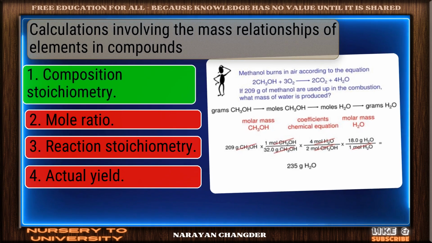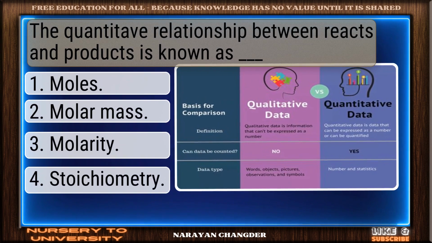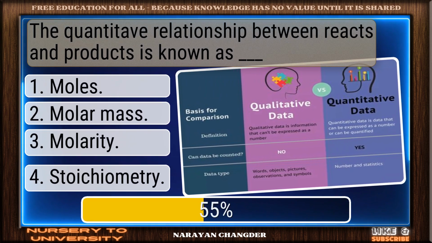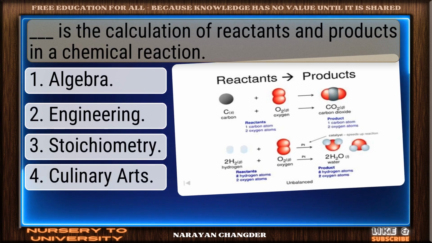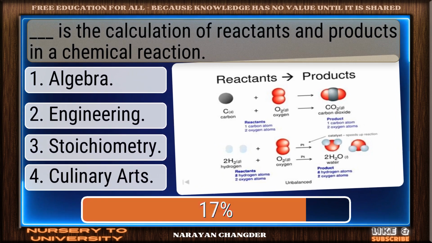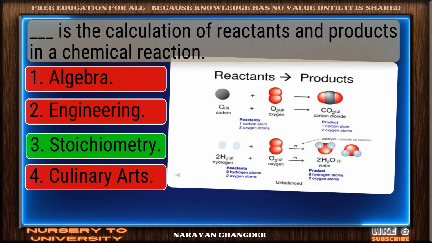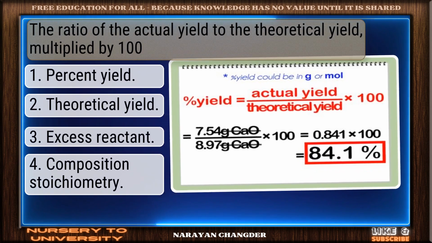Precise answer, composition stoichiometry. The quantitative relationship between reactants and products is known as dash. Solid response, stoichiometry. Dash is the calculation of reactants and products in a chemical reaction. Logical choice, stoichiometry. The ratio of the actual yield to the theoretical yield multiplied by 100.